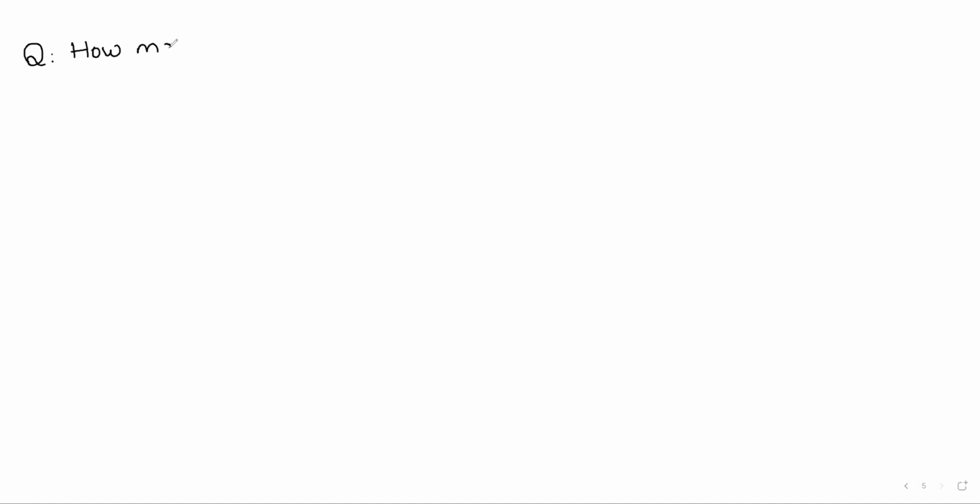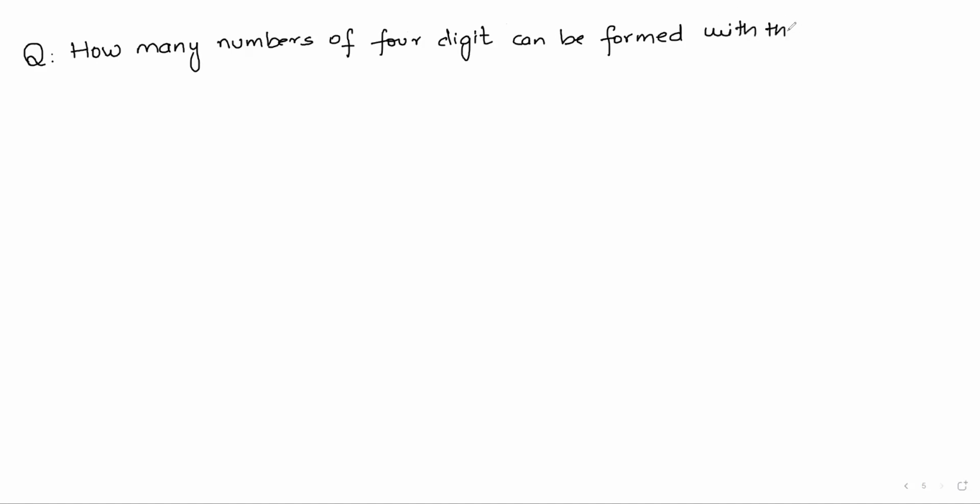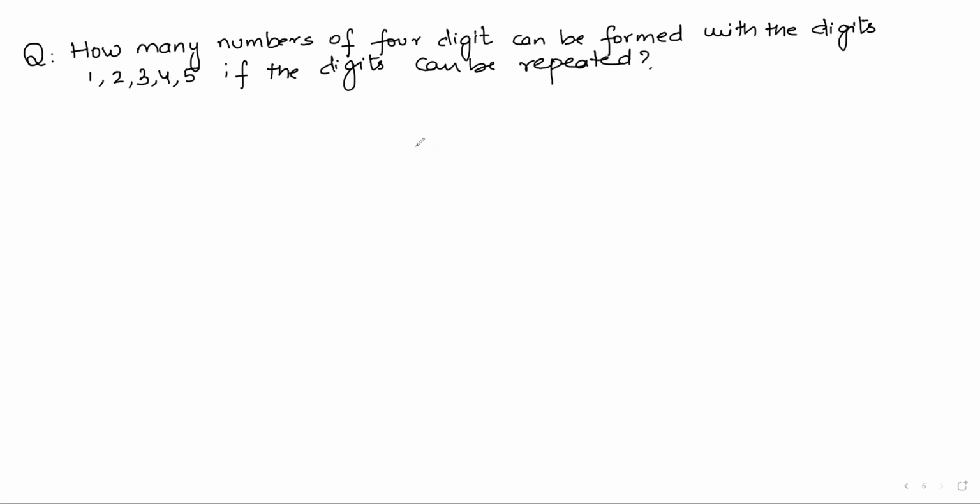Next is: how many 4-digit numbers can be found with the digits 1, 2, 3, 4, 5, if the digits can be repeated. Okay, please try this one.